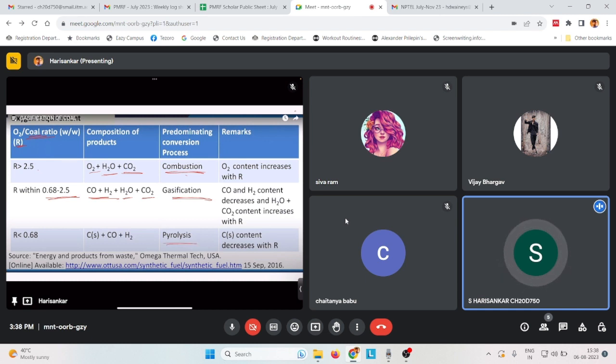And when it comes to pyrolysis, we usually try to operate it in an inert atmosphere. So the ratio of oxygen to coal, or R, will be less than 0.68. It can even be close to zero sometimes if you want to operate in a completely inert atmosphere. In these cases, you usually won't get any completely oxidized products. So the major products could be carbon, or basically coke or char, consisting of elemental carbon. Then you will have carbon monoxide and hydrogen. And if you operate near an R ratio of zero, you will usually get a liquid fuel.